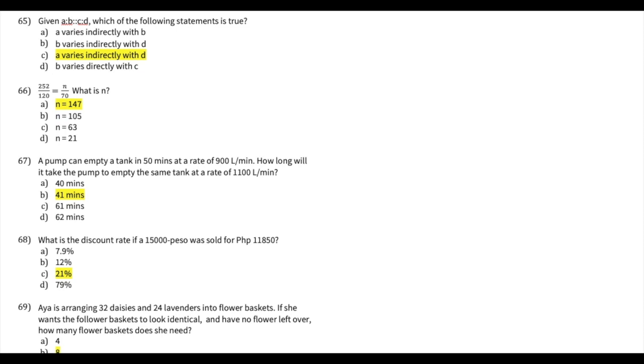Number 65. Given that A is to B is directly proportional or equal to, kapag nakakita kayo ng ganito, direct proportion lang yan. So, A is to B is equal to C is to D, or A over B is equal to C over D. Let's rewrite this one. So, we have AD is equal to CB.